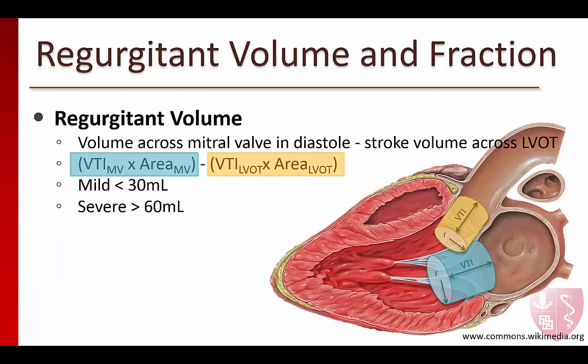This can conceptually be thought of as calculating the volume of a cylinder of blood that is crossing the mitral valve during diastole and subtracting it from the volume of a cylinder of blood that is leaving the LVOT during systole. As is true with the EROA calculation, this method is limited by the assumption that the mitral orifice is round, which it is typically not. A regurgitant volume of less than 30 milliliters is considered mild, and greater than 60 milliliters is considered severe.